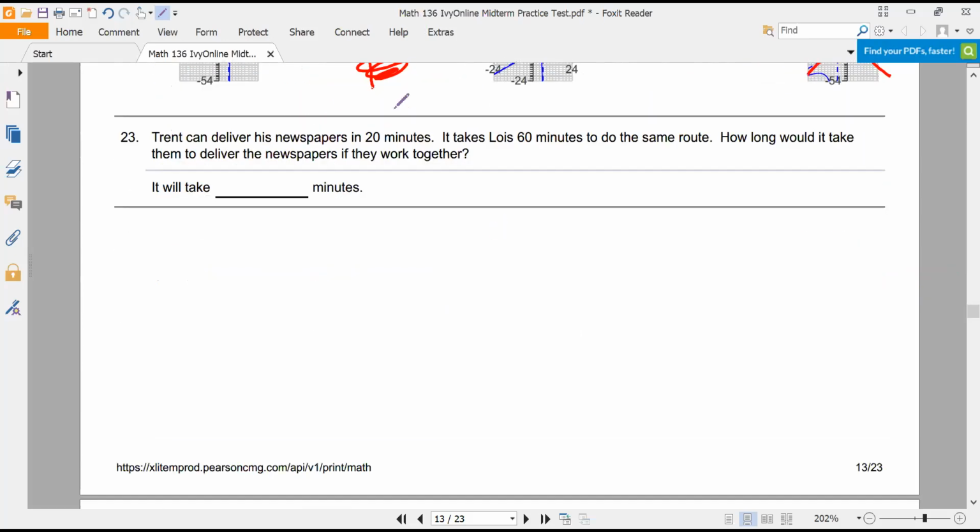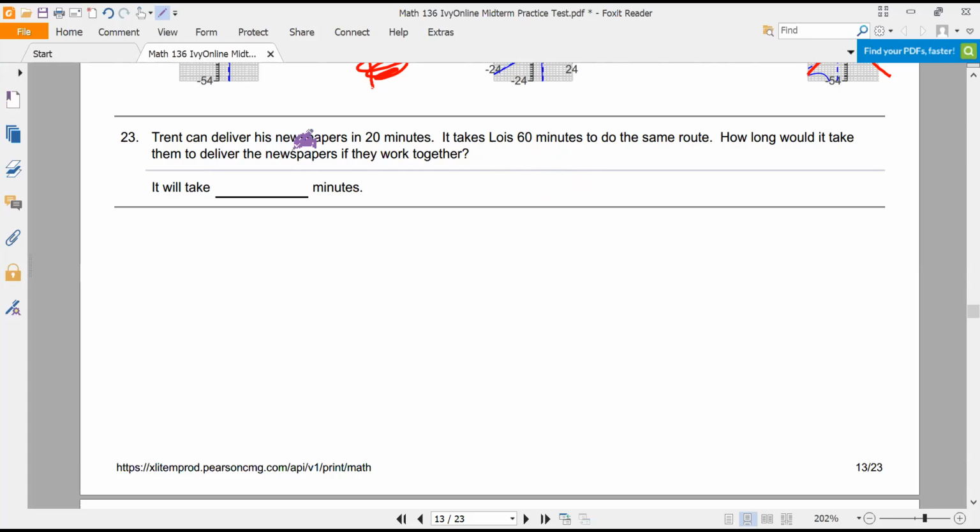Okay, so Trent can deliver his newspapers in 20 minutes. It takes Lois 60 minutes to do the same route. How long would it take them to deliver the newspapers if they work together? So this is what we call a work rate problem, and unfortunately we don't have a way to talk about people taking breaks during a job, so we have to do what's called uniform work.